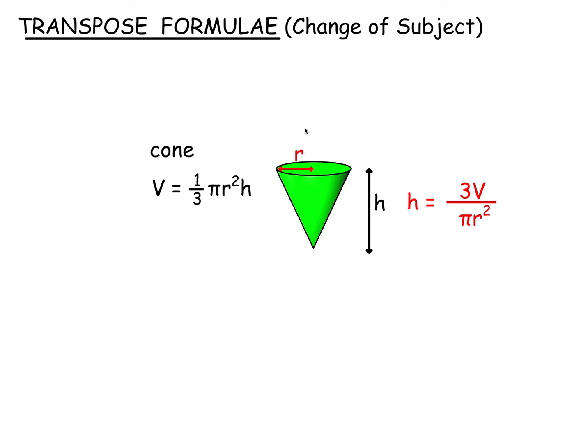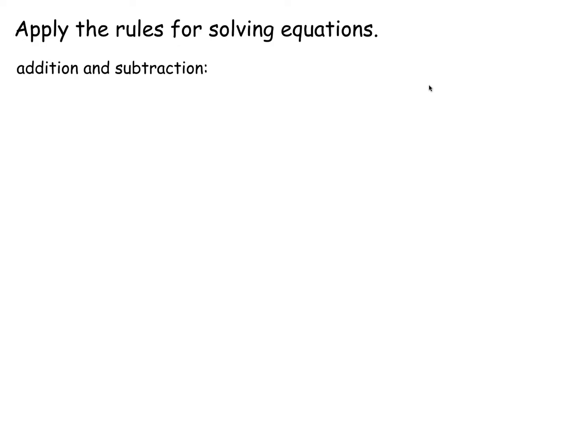It will follow the rules for equations, which we'll go over. If we wanted the radius here, r would equal the square root of this fraction, 3V over pi h. So how to turn from this formula here in black into either one of these two in red is about changing the subject of the formula. So rules for equations apply.